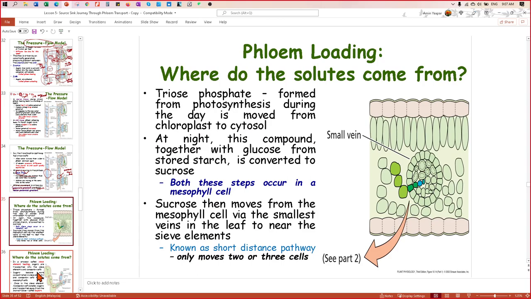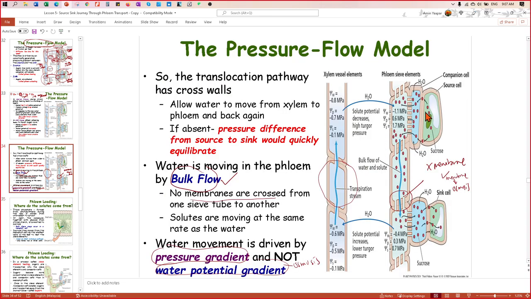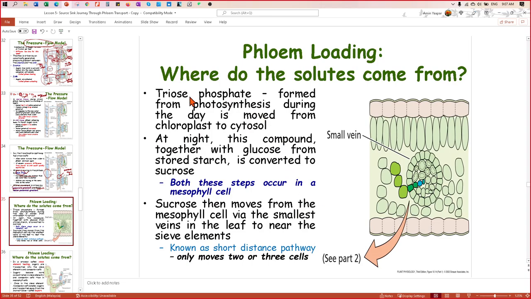All right. What about the solutes? When I'm talking about the solutes, all the stuff in here, all the sugar in here, where does it come from? If you forget, it actually comes from the triose phosphate. This is the product from your photosynthesis, your Calvin cycle.